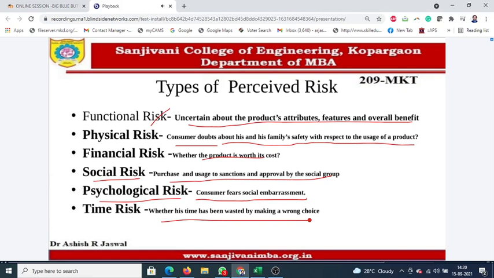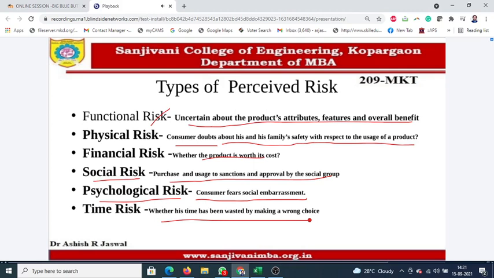So dear students, I hope you have understood what we mean by consumer imaginary. Also we have tried to understand perceived imaginary with respect to the price. We tried to cover what are the different types of risk involved. त्याच्यामध्ये आपण 6 different types of risk cover केले जे आपल्या स्क्रीनवर आता आहेत. Functional risk, physical risk, financial risk, social risk, psychological risk and time risk.